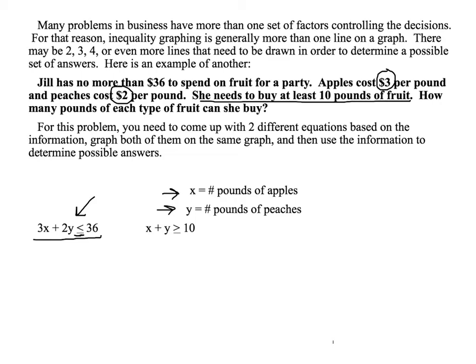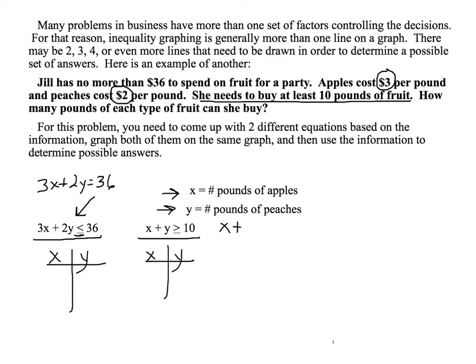Once I come up with the two different inequalities, I am just going to set up T-charts. When I set up the T-charts for both of these, I am just going to pretend that they are 3x plus 2y is equal to 36, and find points that would be on the line, and the same thing, x plus y is equal to 10. So I can just find the points on the line, so I can graph that line.